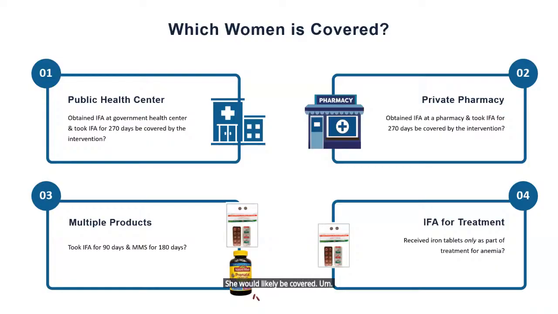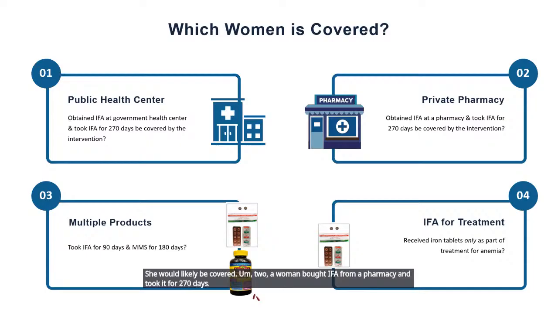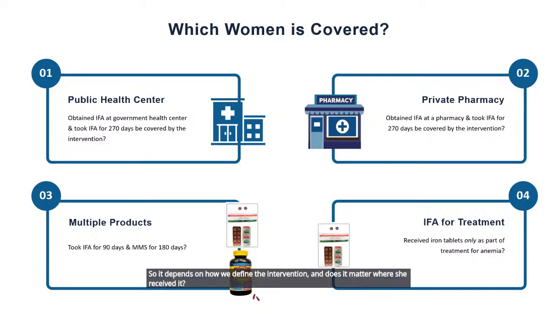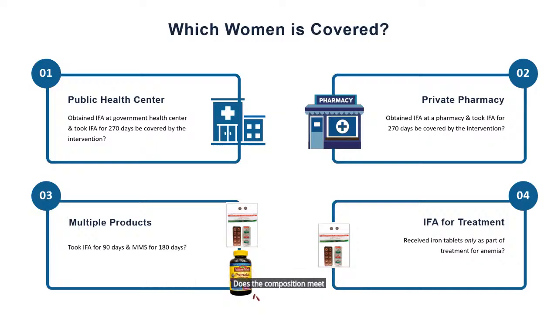2, a woman bought IFA from a pharmacy and took it for 270 days. Maybe she would be covered, but it's a private product. So it depends on how we define the intervention, and does it matter where she received it? Does the composition meet the requirements that are set in the policy? 3, a woman took IFA for 90 days and MMS for 180 days. Well, this is a mixed regimen, so is she covered?